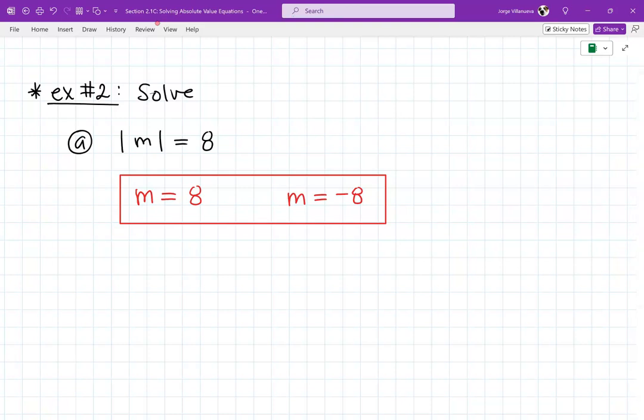Now, if you're thinking, well, how do I know if I'm right? Well, is the absolute value of 8 equal to 8? Yeah. Is the absolute value of negative 8 equal to 8? Yeah. So I know my answers are right. Okay? Let's move on. Let's make it a little more challenging.